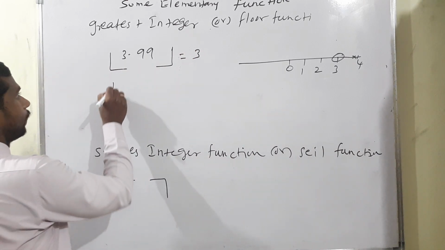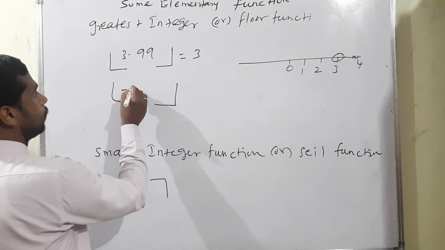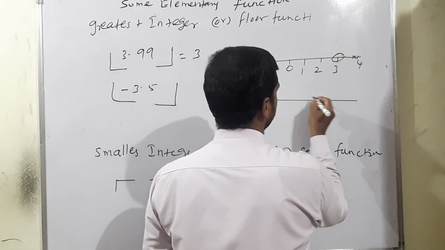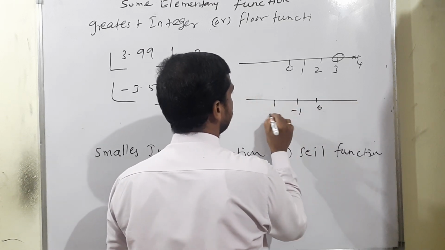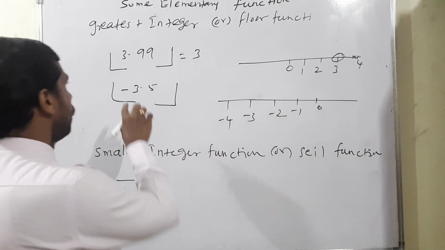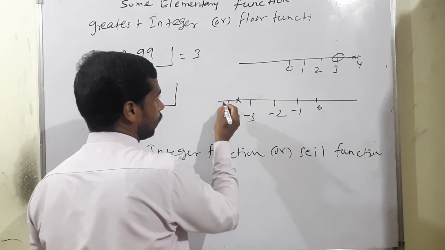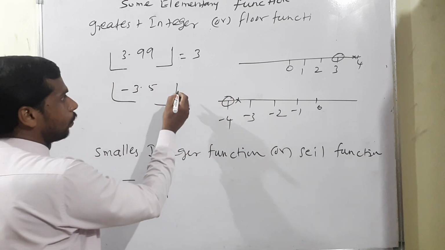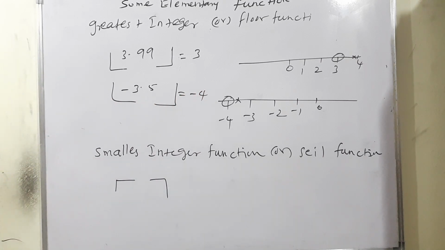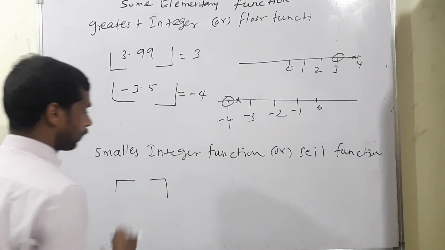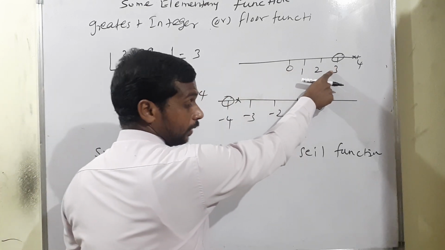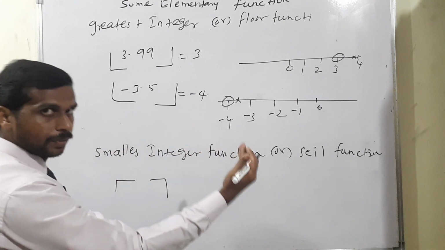At the same time, a negative value: negative 3.5 is there. Another number line: 0, minus 1, minus 2, minus 3 and minus 4. The value minus 3.5 comes in the center. The integer less than it is minus 4 only. Therefore, for minus 3.5 the greatest integer function value is minus 4. Okay, what is the meaning of the smallest integer function? For the greatest integer we consider the left side of the value, but for the smallest integer we consider the right side of the value.